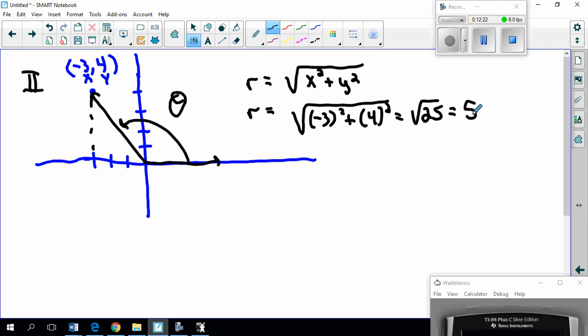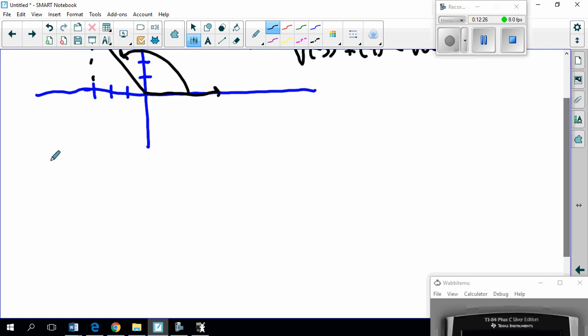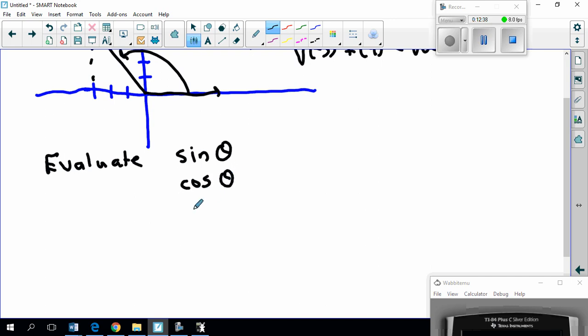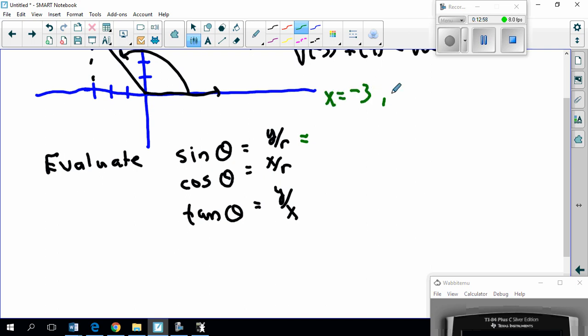I don't know what the angle is, but it doesn't matter because my question is evaluate sine theta, cosine theta, tangent theta. Now I just made the stuff up, so y over r, x over r, y over x. I'll answer these questions all day long because you got x to be negative 3, you got y to be 4, and you got r to be 5. So you may not understand what you're doing, but I don't always need to understand what I'm doing. Just give me some formulas. Y is 4 over negative 3.